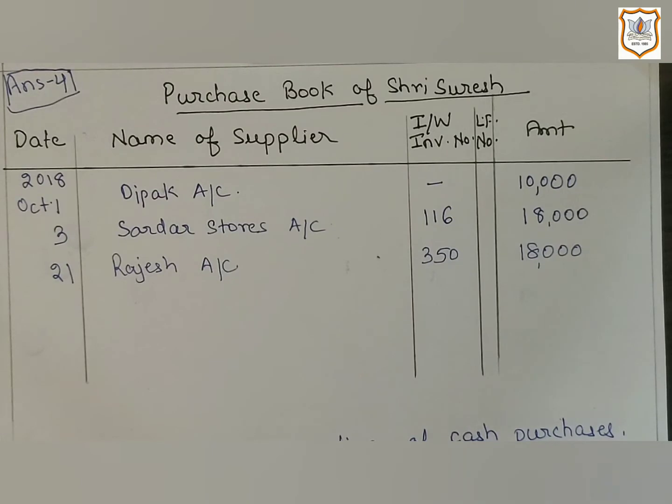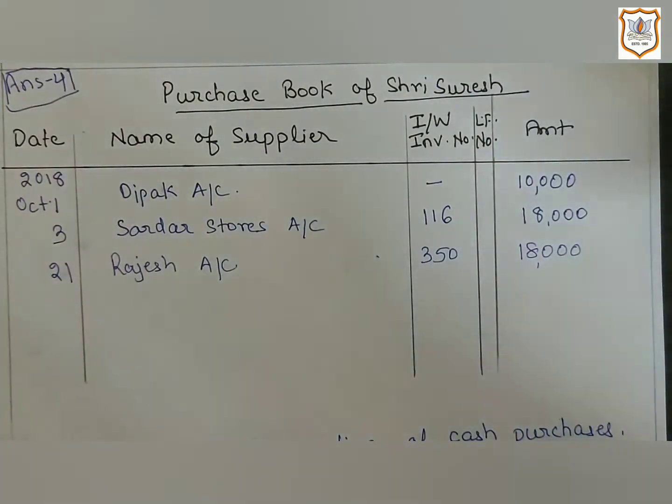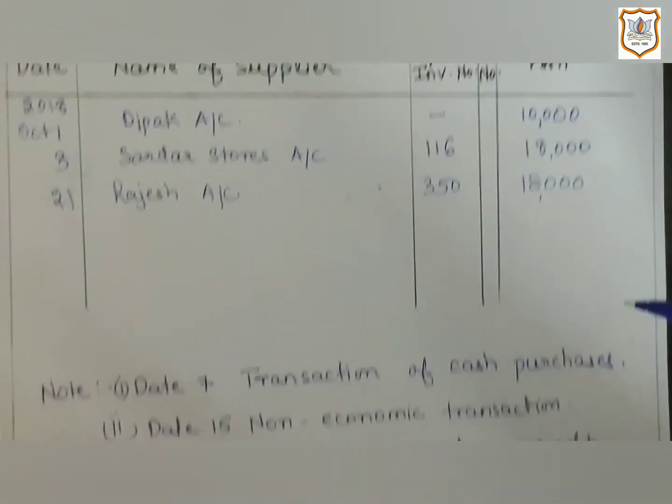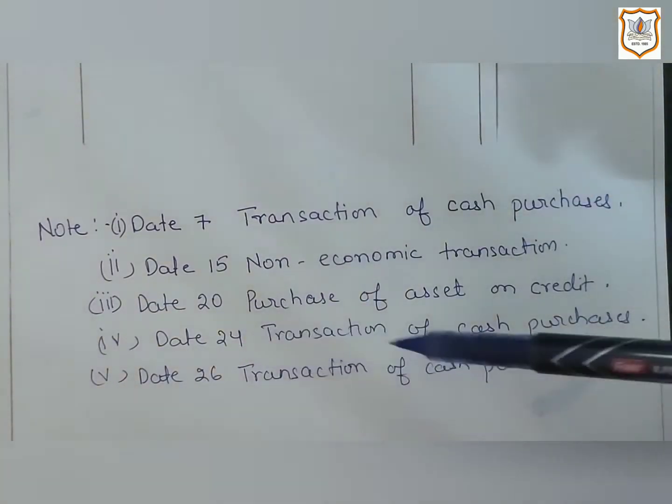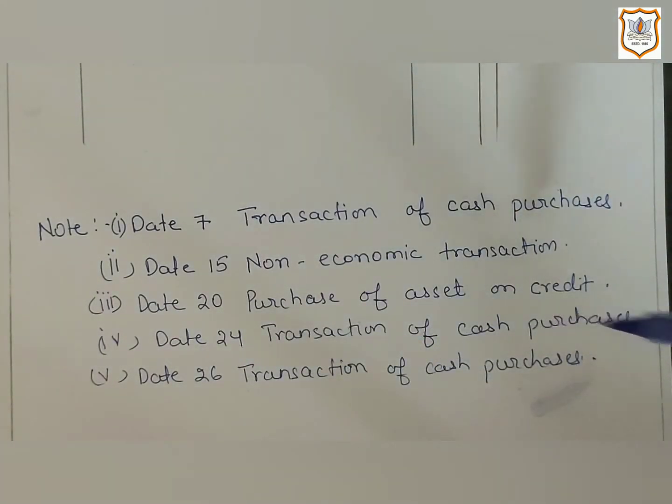Here first you have to identify whether this transaction is cash transaction or credit transaction. Here neither the name of supplier nor cash word is mentioned. So in that case, in the absence of both the things, we consider it as cash transaction only. So as it is a cash transaction, it will not be entered in purchase book. Here we have to mention it in separate note. Date 24, transaction of cash purchase.